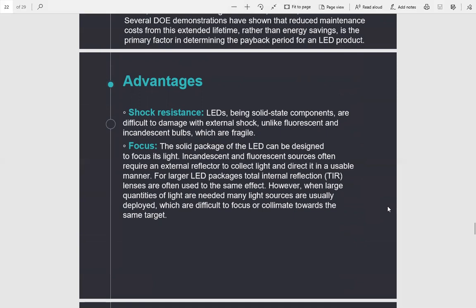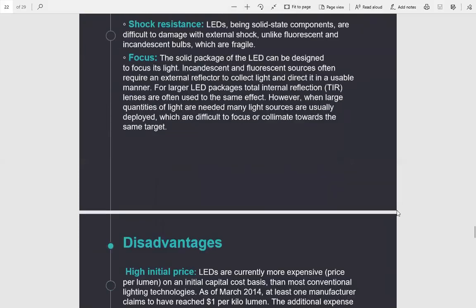Focus. The solid package of an LED can be designed to focus its light. Incandescent and fluorescent sources often require an external reflector to collect light and direct it in a usable manner. For larger LED packages, total internal reflection lenses are often used to the same effect. However, when large quantities of light are needed, many light sources are usually deployed, which are difficult to focus or collimate towards the same target.